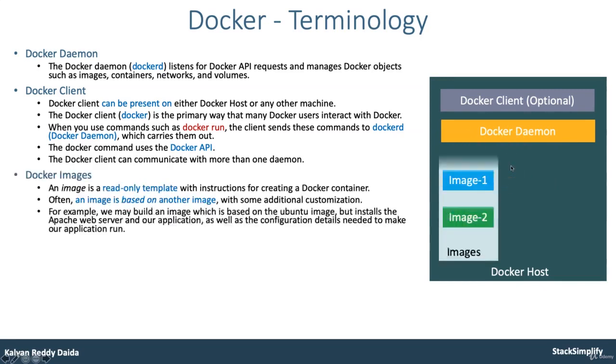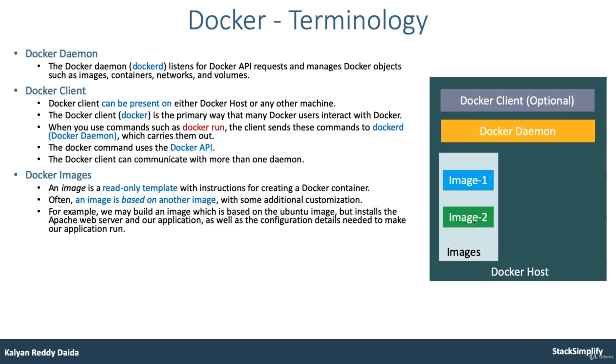Moving on, the next thing is Docker images. You can see here image 1 and image 2. An image is a read-only template with instructions for creating a Docker container. Often an image is based on another image with some additional customizations. For example, we may build an image which is based on the Ubuntu image. We already have an Ubuntu image, and we take that image and build our own image using it.